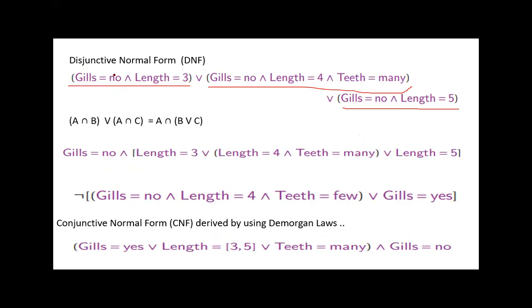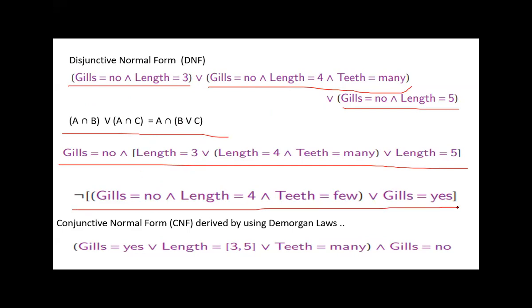By using A intersection B union A intersection C is equal to A intersection B union C, our formula, if we apply here, we'll get another form of the same conjunction. Similarly, if we apply the negations for all these things, we will end up with another type of conjunction. And we can even get conjunctive normal form derived by using De Morgan laws. Hope you understood De Morgan laws. A union B whole bar is equal to A bar intersection B bar. A intersection B whole bar is equal to A bar union B bar. Hope you understood, my dear friends.